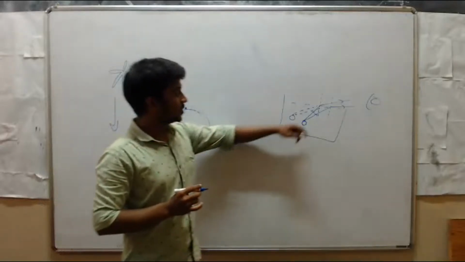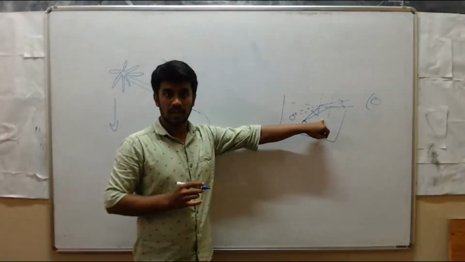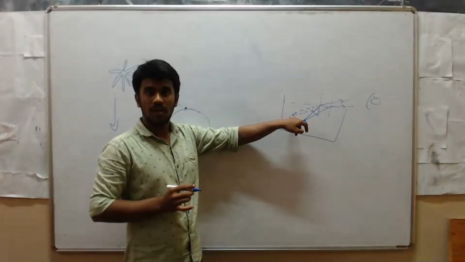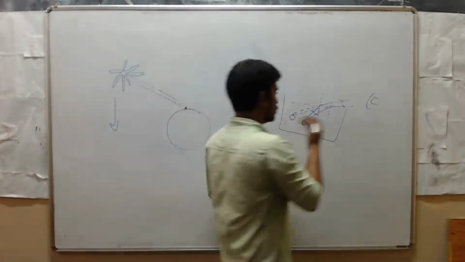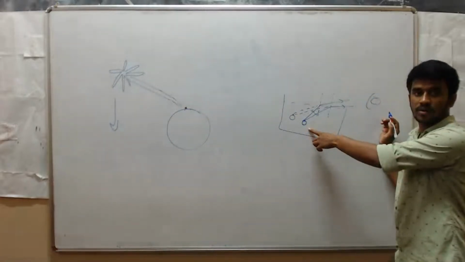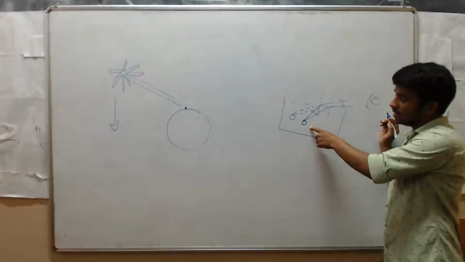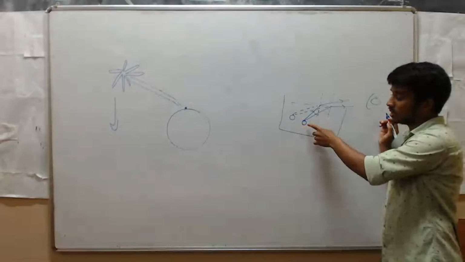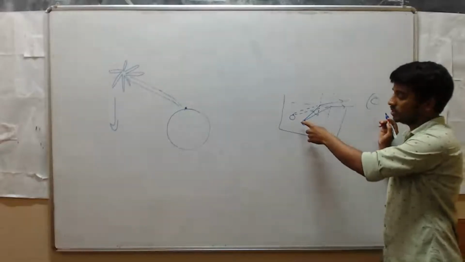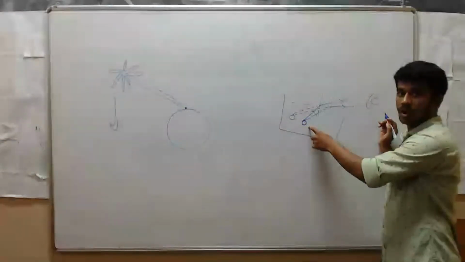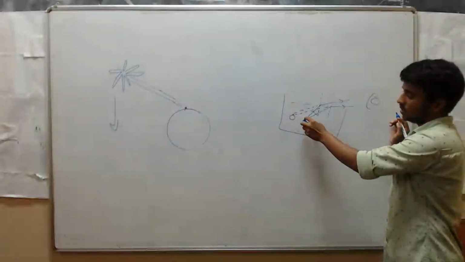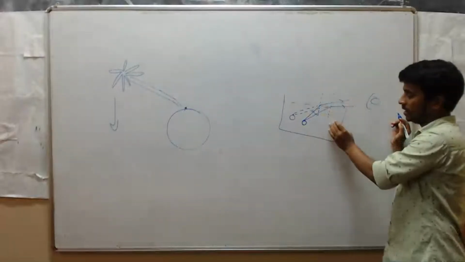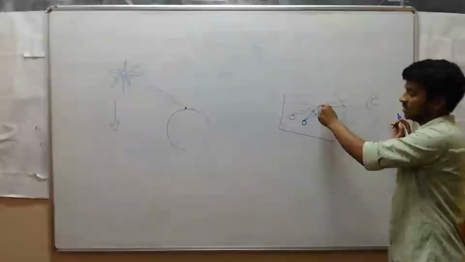Why? Because you put water here. This is the actual position of the coin, and this is the apparent position of the coin. When you remove the water, you can't see this coin. When you put water, you can see that coin, but not its actual position, only its apparent position. Here the rays travel from denser to rarer medium, and at that time the light rays bend.